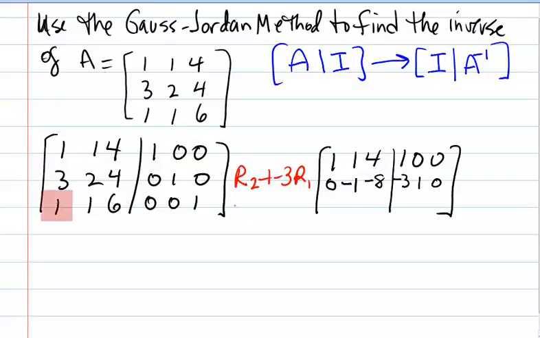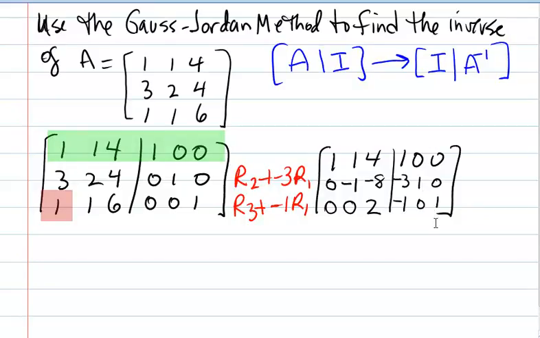Now in row 3, I have a 1. I want to add a negative 1 times row 1 to turn that into a 0. So negative 1 plus 1 gives me 0. Negative 1 and 1, another 0. Negative 4 and 6 is 2. Negative 1 and 0, 0 and 0, 0 and 1. So after 2 row operations, here's what my matrix looks like.